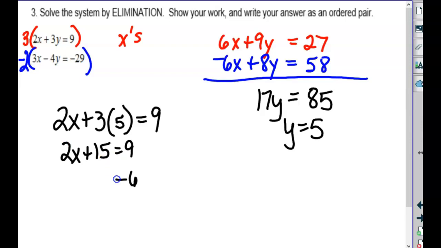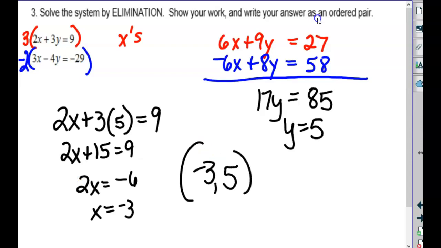Subtract 15 would be negative 6. Did anybody get negative 3? Okay, so we have negative 3, 5. It does say answer as an ordered pair and show your work.